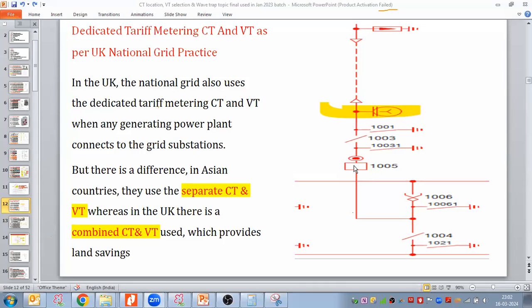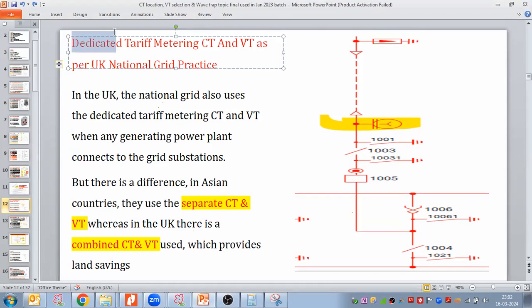This snapshot I took from a 132 kV project. Up to even 400 kV we have used this in our projects. Sir, the purpose will be for protection? No, for metering. Metering, dedicated. Got it. Dedicated tariff metering.